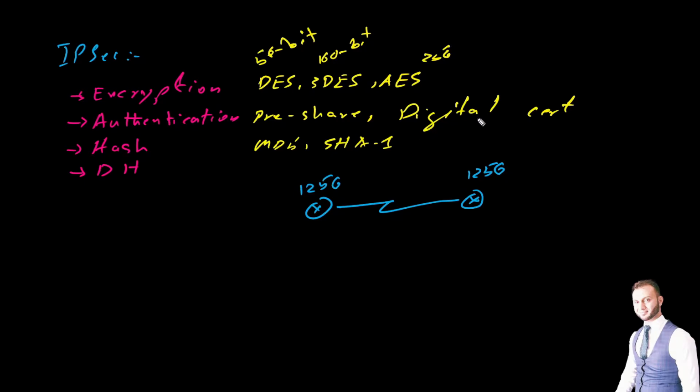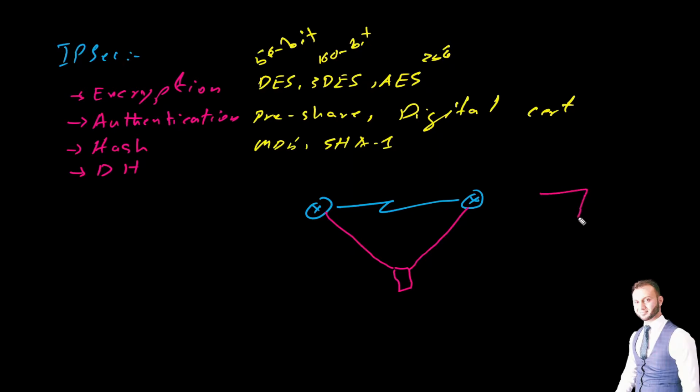And the other one is digital certificate, where we could create our own certificates on both ends and authenticate each other using that certificate. Or we could have another trusted CA server that we both would trust and authenticate each other using the certificate that is issued by the trusted CA server. So what is a digital certificate?